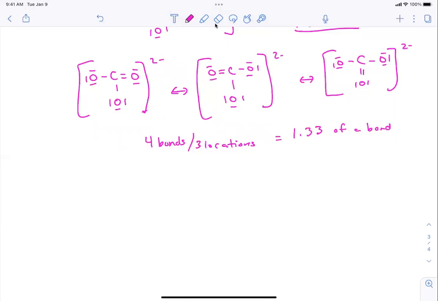We call that bond order, in case you may have heard that term before. Bond order explains the effective strength of a bond. So this CO bond here is 1.33 of a bond. So it's stronger than a single bond, and weaker than a double bond. So it's kind of in the middle. Not right in the middle, closer to a single, but you get the idea.